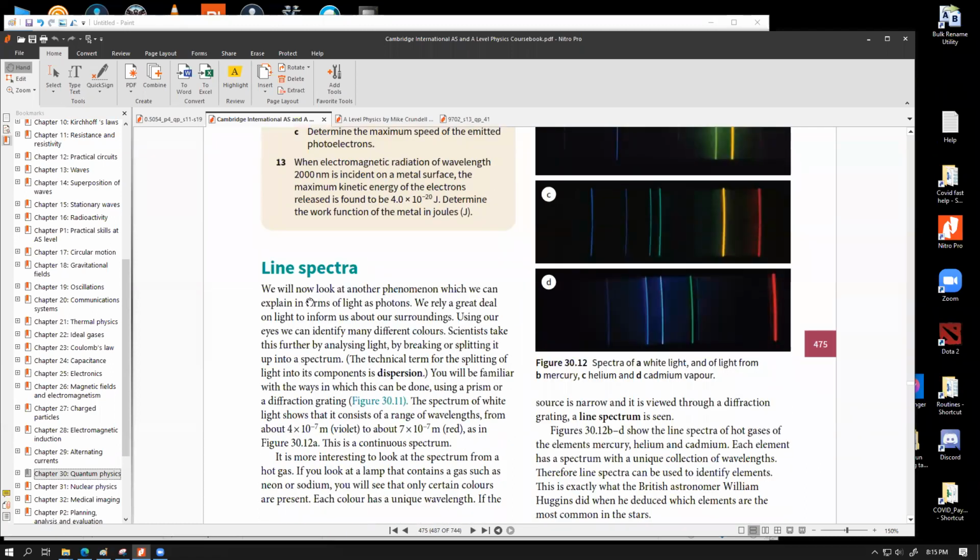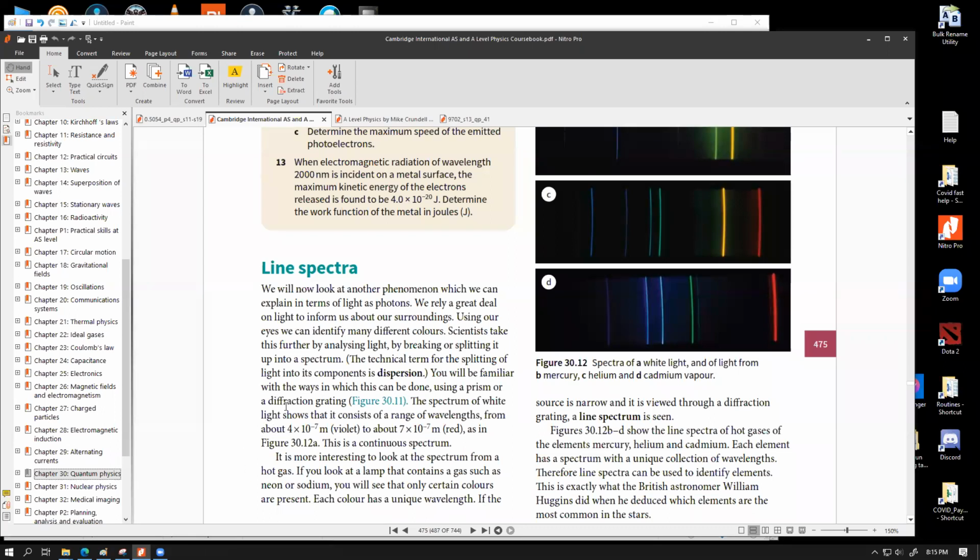So if you have a look over here, we'll now look at another phenomenon which can be explained in terms of light as photons. We rely a great deal on light to inform us about our surroundings. Using our eyes, we can identify many different colors. Scientists take this further by analyzing light, by splitting it up into a spectrum. The technical term for the splitting of light into its components is called dispersion. This is a scientific term, not important for your syllabus, but additional knowledge is not bad.